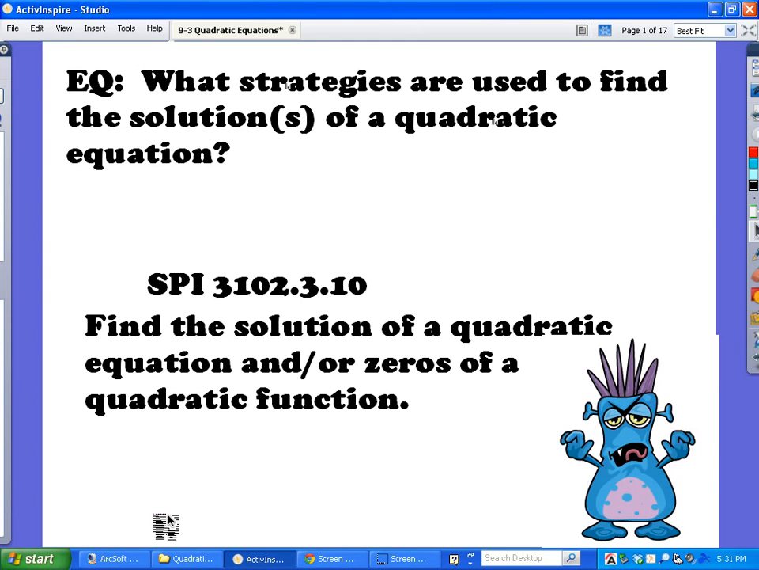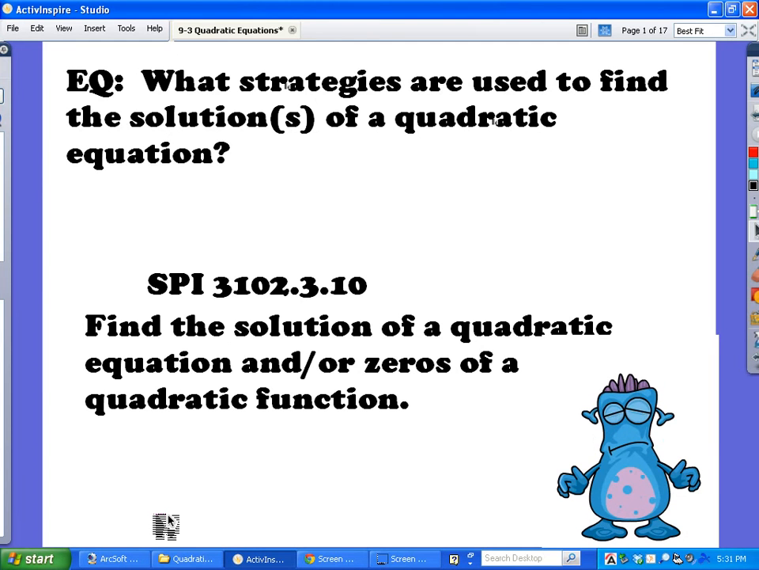Our essential question is going to be, what strategies are used to find the solution or solutions of a quadratic equation? SPI, find the solution of a quadratic equation and/or zeros of a quadratic function. As we do that, we're going to hop into that today.